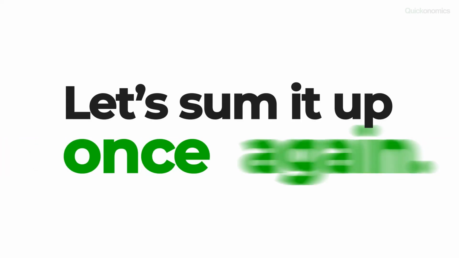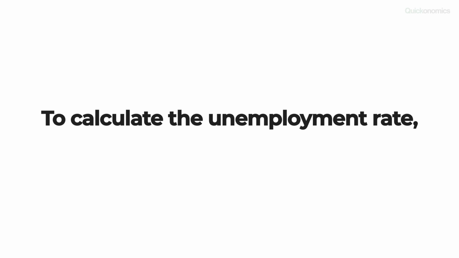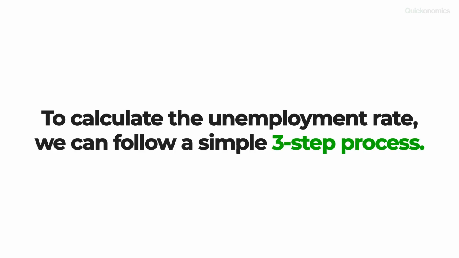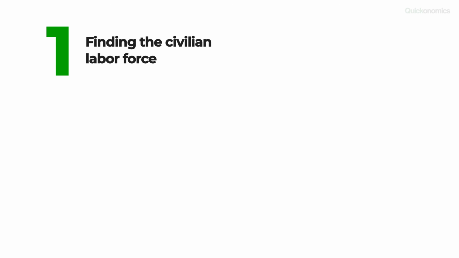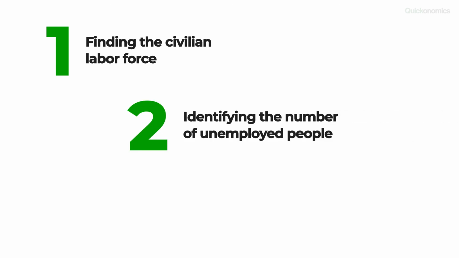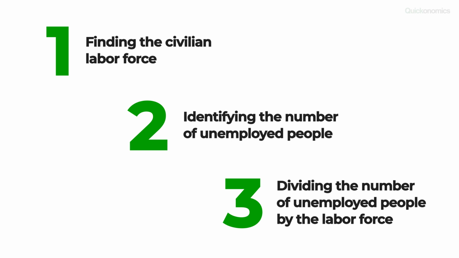So, let's sum it up once again. To calculate the unemployment rate, we can follow a simple three-step process. First, we need to find the civilian labor force. Then, we can identify the number of unemployed people. And finally, we divide the number of unemployed people by the labor force. Additionally, we can multiply the result by 100 to report the unemployment rate as a percentage.